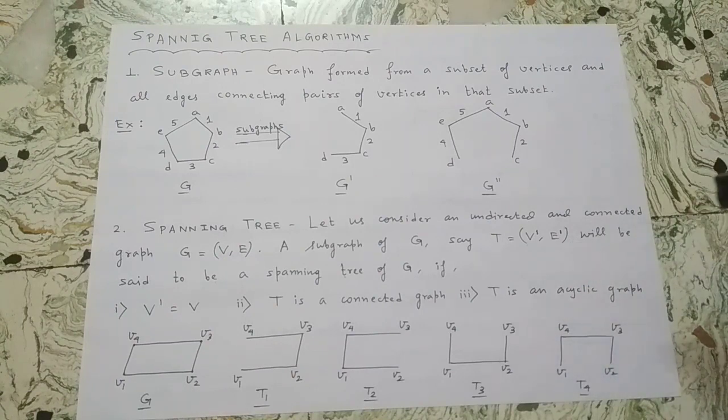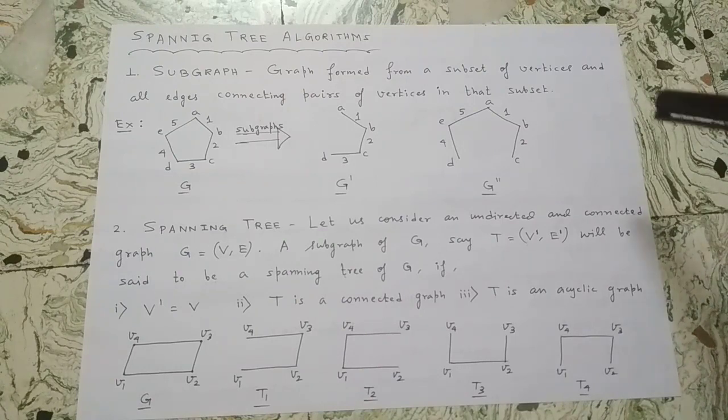And the third point is it has to be acyclic. What do you mean by acyclic? Acyclic means the absence of cycles. Now, what is a cycle? A cycle is a path where the starting vertex and the ending vertex happen to be the same. That means you start at one particular vertex and you come back to the same vertex after visiting all the edges exactly once. So such cycles will not be allowed in our spanning tree.